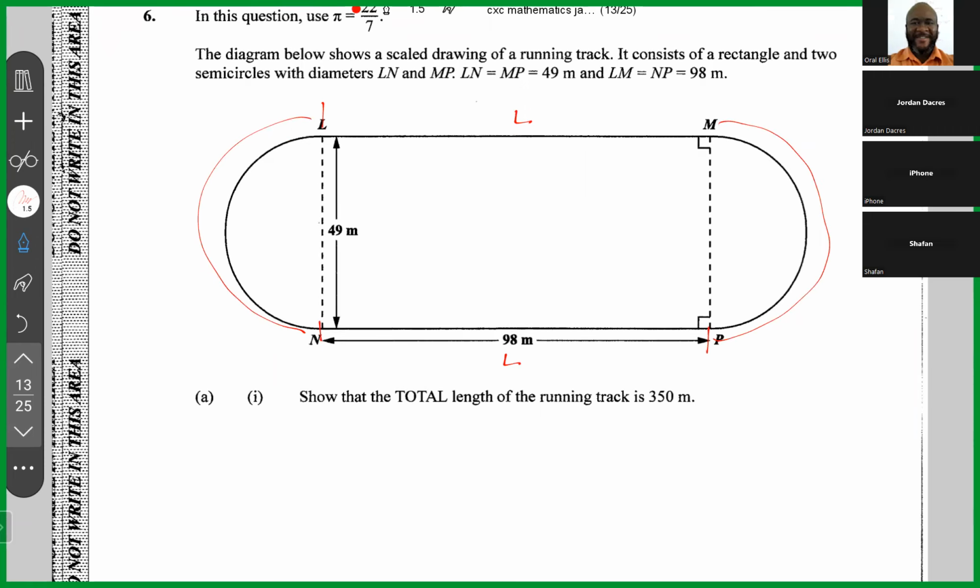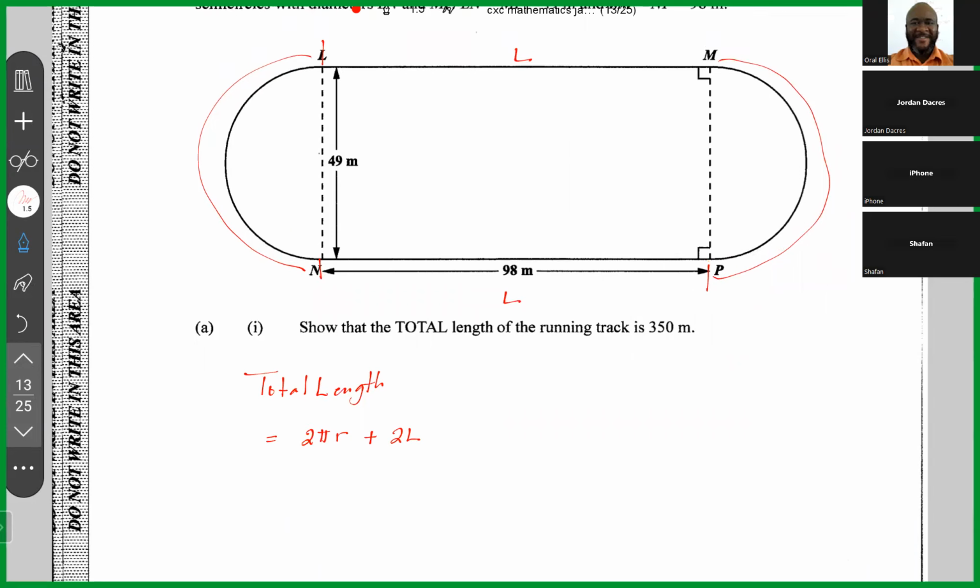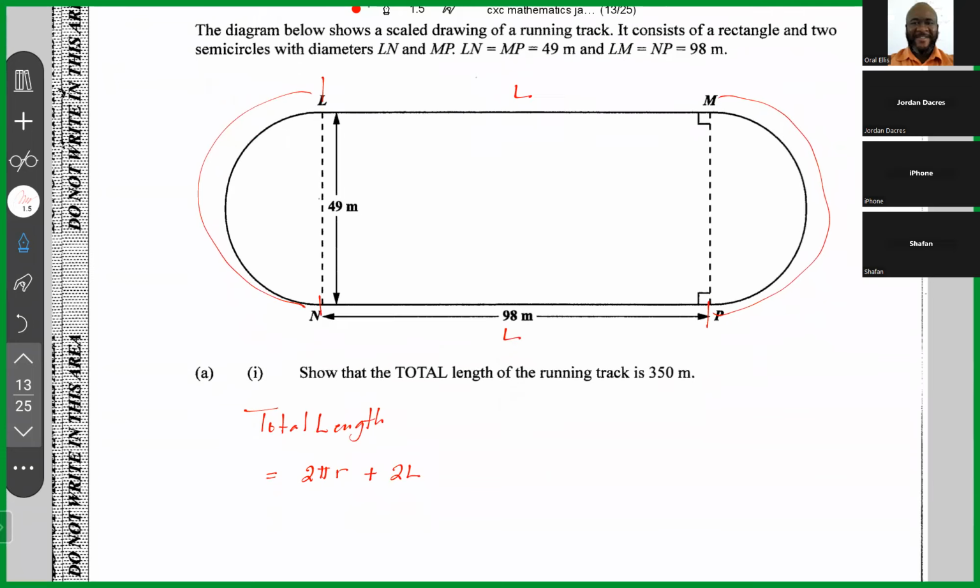So the total length, which is what we're asked to find, would be the circumference of the circle, which is 2 pi r, plus the two lengths, which is 2L. Remember, the distance going around two half circles is the distance going around a full circle, and the distance going around a full circle is the circumference. The formula for finding the circumference is 2 pi r. We're told in the question that pi is 22 over 7.